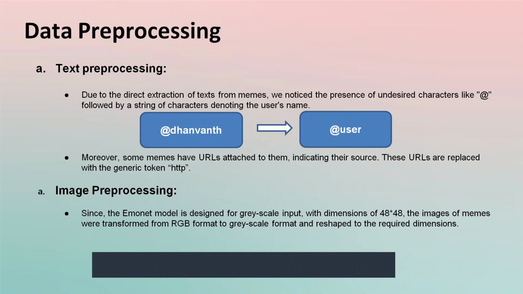When it comes to images, as I already mentioned before, we have used Emonet and EfficientNet. For Emonet, the model is trained on grayscale images with dimensions of 48 by 48. So we have converted our real samples into grayscale, reshaped them into 48 by 48, and then trained the models.